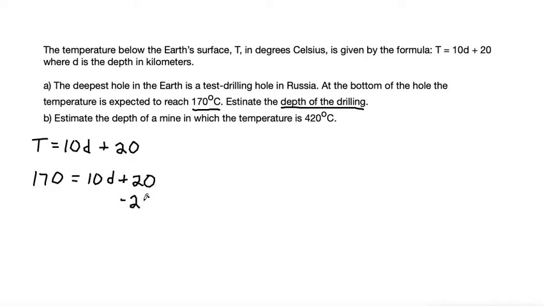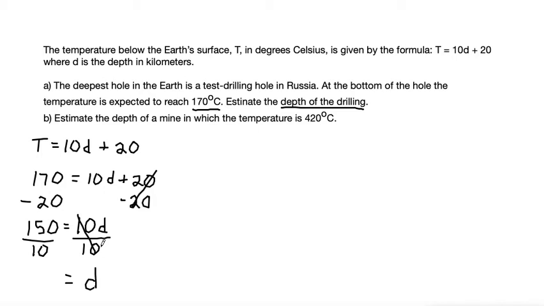Because this 20 is positive, we'll subtract 20 on both sides. 170 minus 20 is 150. So 150 is equal to, these two terms cancel out, so 150 is equal to 10D. From here, our D, we need to get it by itself. It's currently multiplied by 10. So let's divide by 10 on both sides to cancel out that coefficient. So we'll be left with just D by itself, or just 1D, you can think of it as. And then 150 divided by 10 is 15. So D is equal to 15.